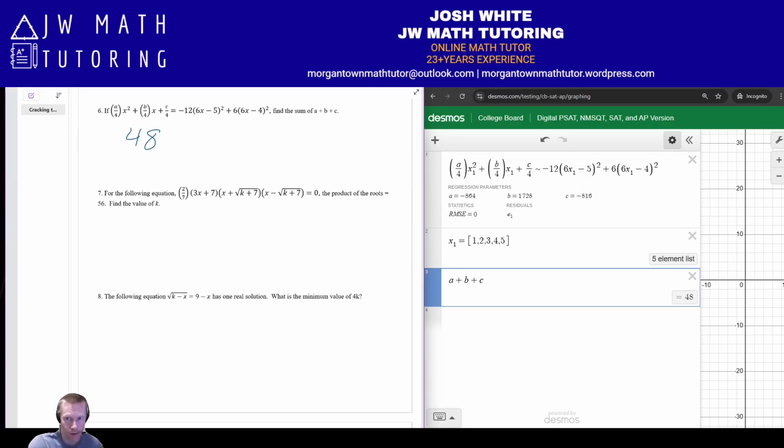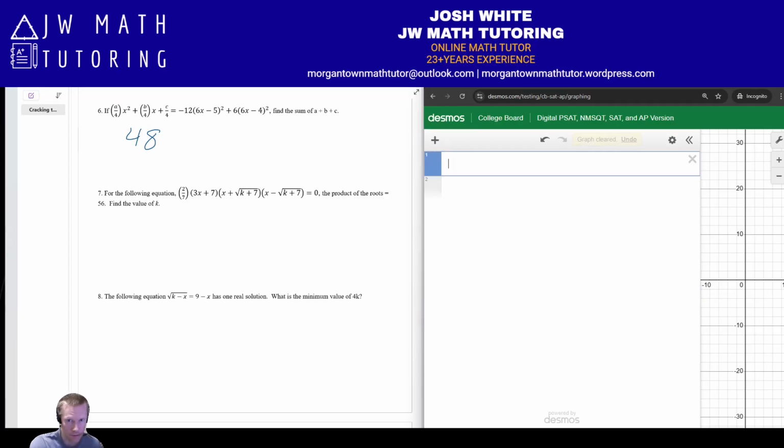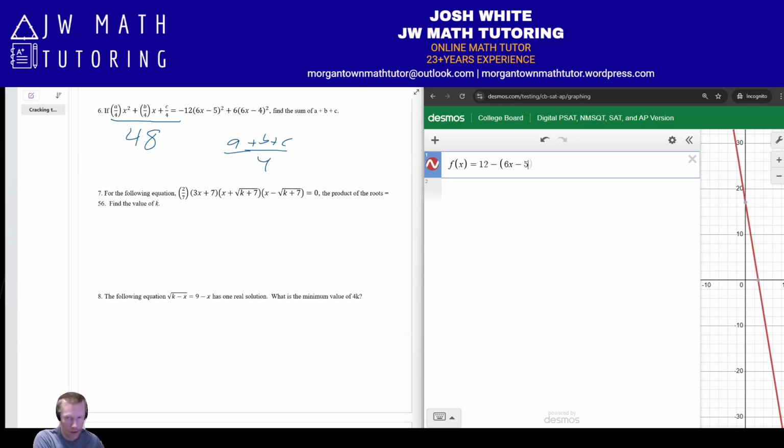Okay, now I will show you an alternate method that you could use to solve this in Desmos. Let me just delete all this. If you notice, if you plug in 1 for x, the left side here will just turn into A plus B plus C all over 4. So that means if you evaluate the right side for 1, in other words, type in our function from the right side.